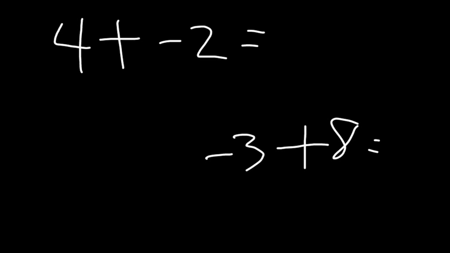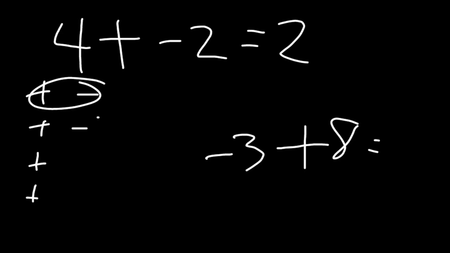Okay, here's the next one. 4 plus negative 2. There's more positives than there are negatives. So the answer will be positive. Subtract to get the answer. So the answer is 2. If you string it out with plus and minus signs, you're still going to get 2. You have 4 positive numbers, 2 negative numbers, 0 pair, 0 pair, 2 left over.